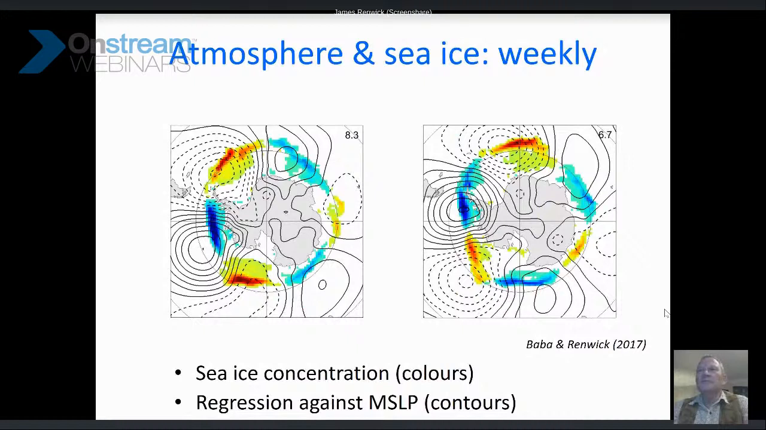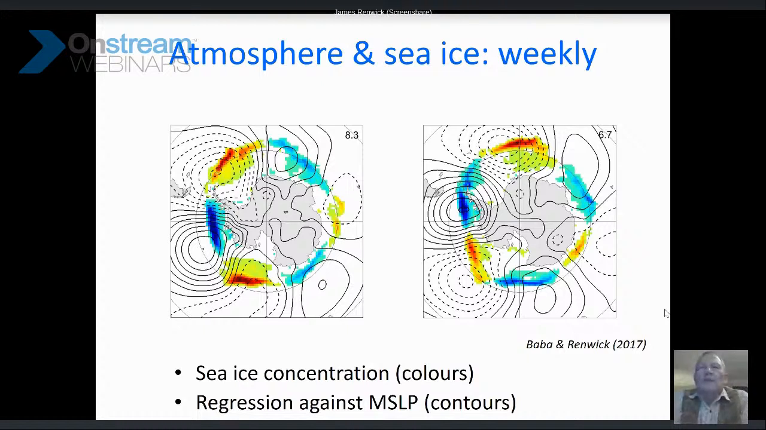So starting off with a daily to weekly timescale, this graphic here shows again the colours, and it's slightly coarser resolution data. You can see it looks a bit more pixelated, but the blue colours are where the ice is increasing, and the red colours are where it's decreasing. This is at the time of the maximum, roughly over the winter, going through to about this time of year. And then the contours are, effectively, surface pressure. So the solid contours are the high pressure regions, so they're highs, and the dashed contours are low pressure regions, or the lows, the storms.